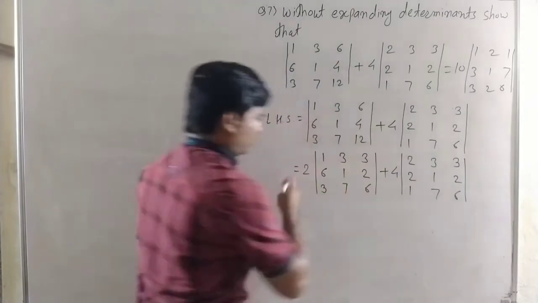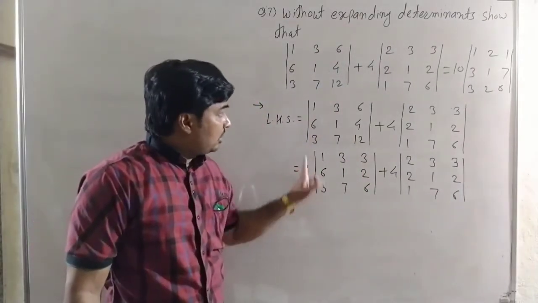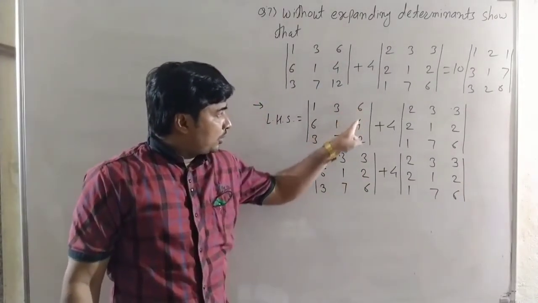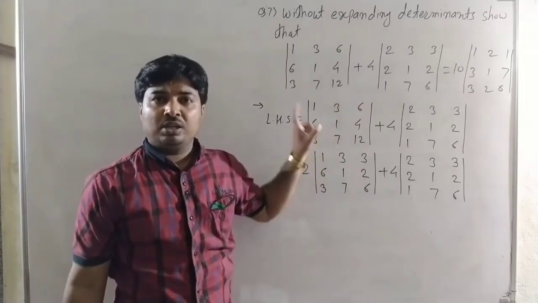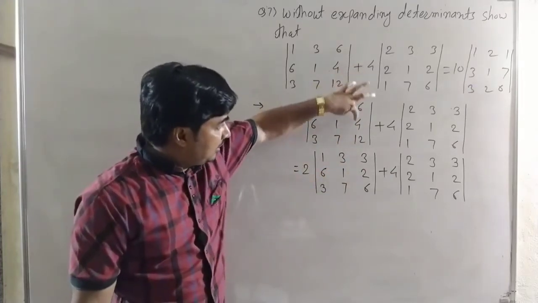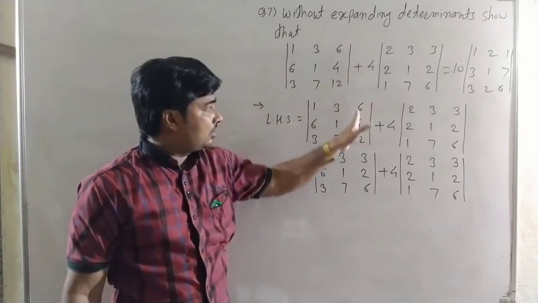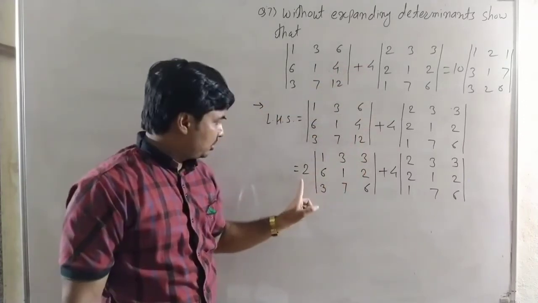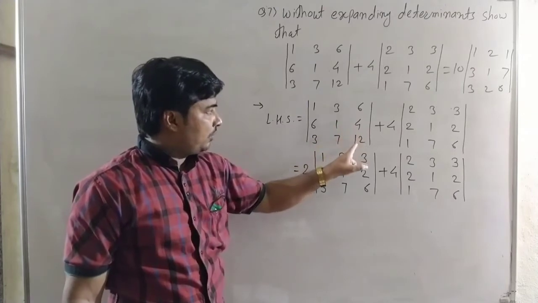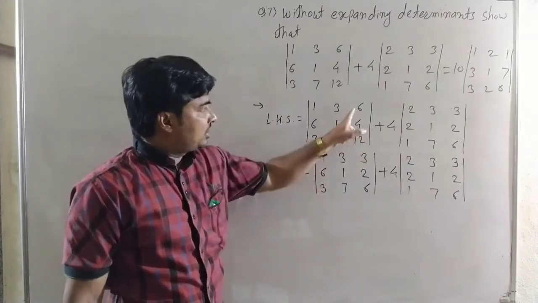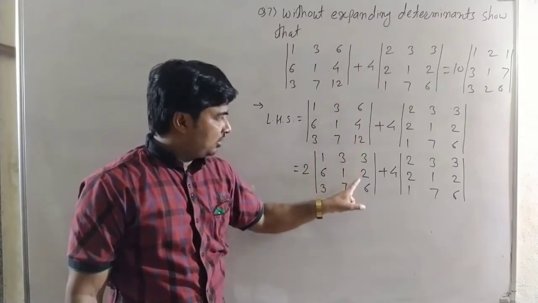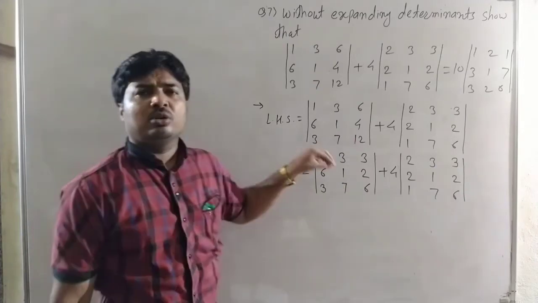Okay, see carefully, here we take 2 common from the third column. We take the common element 2 from all elements in the third column, which is 2, 6, 4, 12. When we take 2 common, it becomes 3, 2 and 6, 3, 2 and 6. Okay, now it is a property of the determinant.